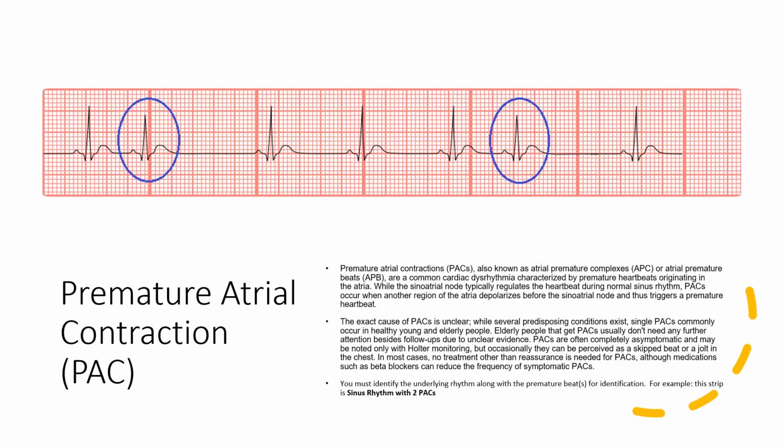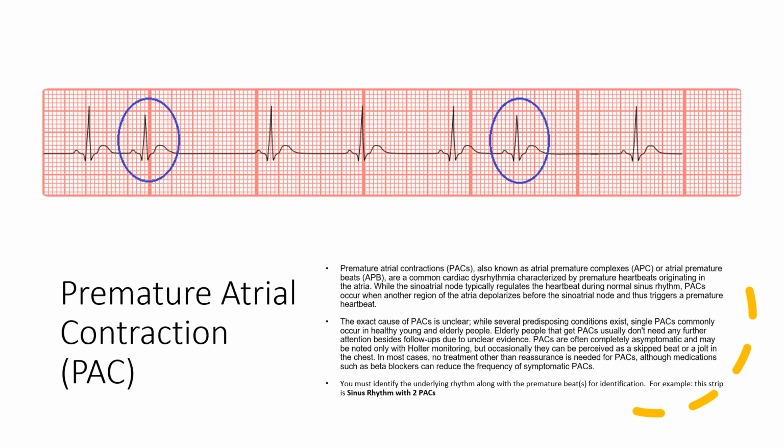So the SA node fired earlier than it should have. What this means is in the atrium, in addition to the SA node firing, there is something else that's generating electrical activity. And we like to call these bullies. So this area in the atrium has become irritable. And in that irritability, it is firing as well.